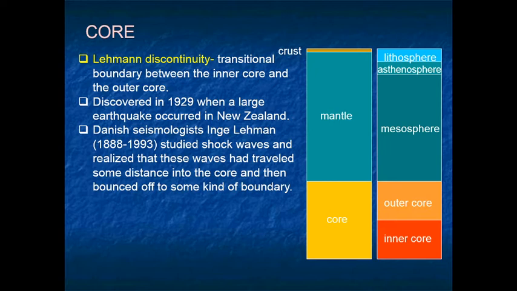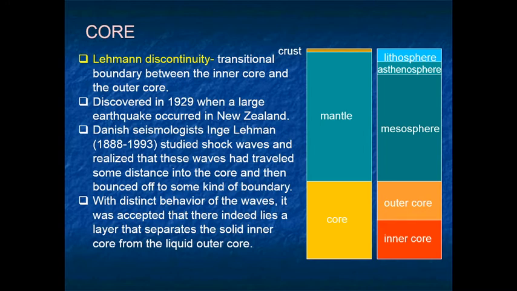So we pronounce it as Inge Lehmann, who studied shock waves and realized that these waves had traveled some distance into the core and then bounced up to some kind of boundary. So with the distinct behavior of the waves, it was accepted that there indeed lies a layer that separates the solid inner core from the liquid outer core. Meaning there are differences in between, meaning there is what we call a separatory layer between the solid inner core and the liquid outer core.